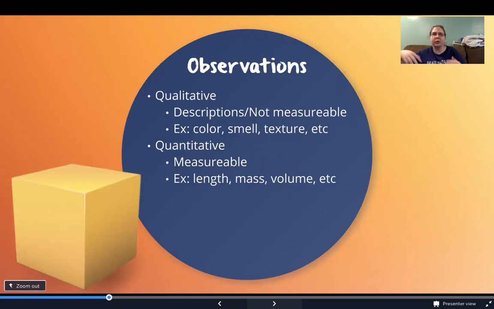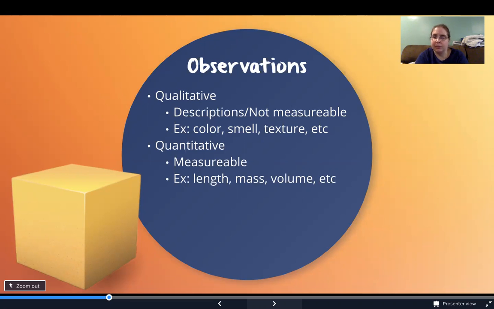Those are just things that you can figure out using your five senses. So if I was to taste something and it tastes salty, that's a qualitative observation. If I smell something and it smells sweet, that's a qualitative observation. The table is loud when I knock on it versus the couch, which isn't. So these are all just descriptions based on what information you can gather with your five senses.